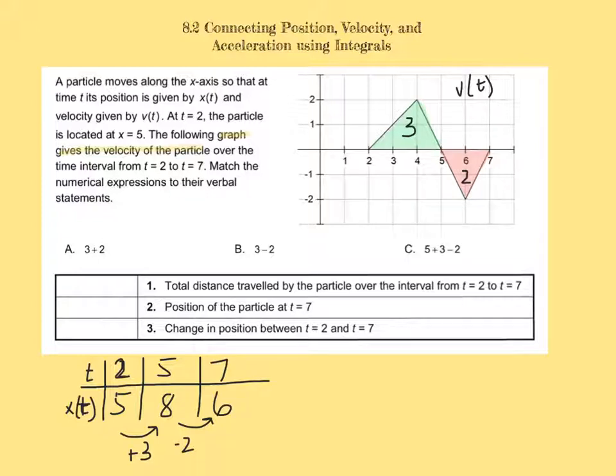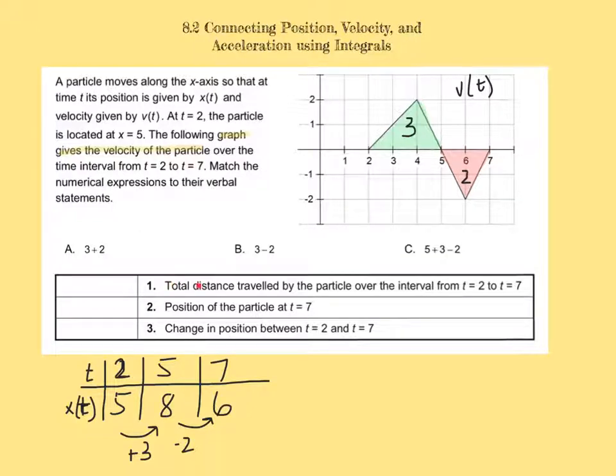So we gained 3 units and then we lost 2 units. But the particle still traveled a total of 5 units. It traveled to the right 3 units and then to the left 2 units. So it traveled a total of 5 units. Its displacement is only 1. If you walk 3 feet forward and then 2 feet backwards, you're 1 foot in front of your starting point. So your displacement is only 1. Let's think about how we can match these together.